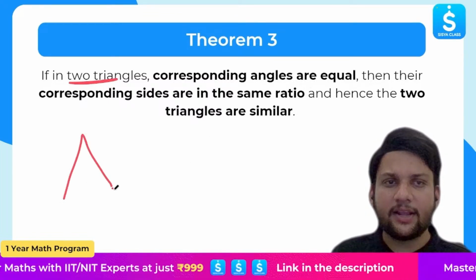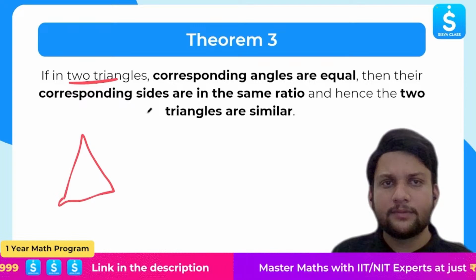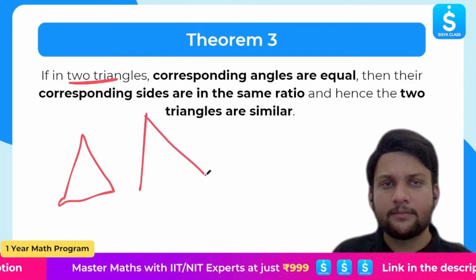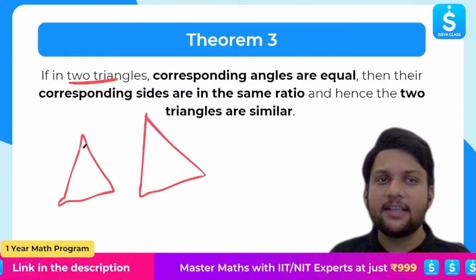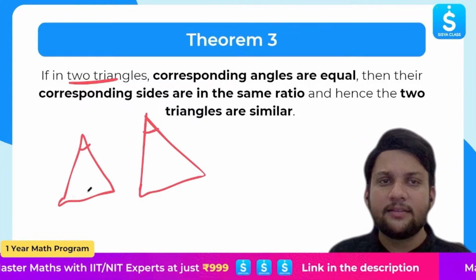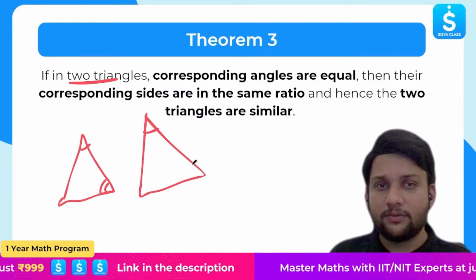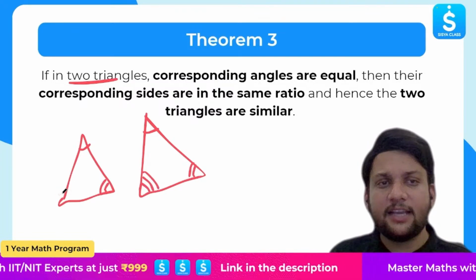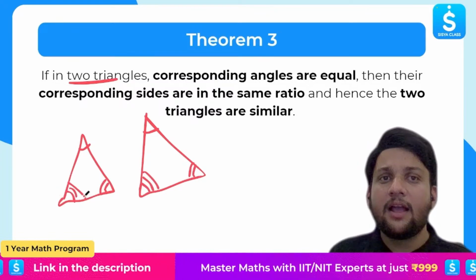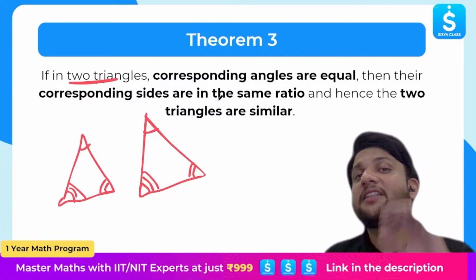If we have two triangles, and it is given their corresponding angles are equal, that is, this angle is equal to this angle, this angle is equal to this angle, and the third angle, let's say this angle, is equal to this angle, then their corresponding sides are in the same ratio.